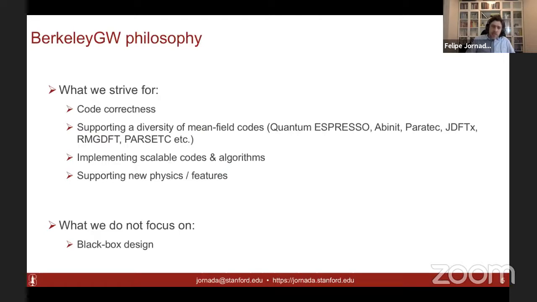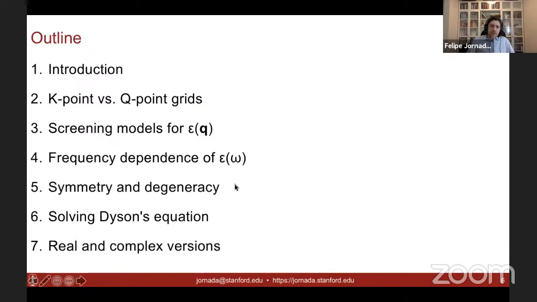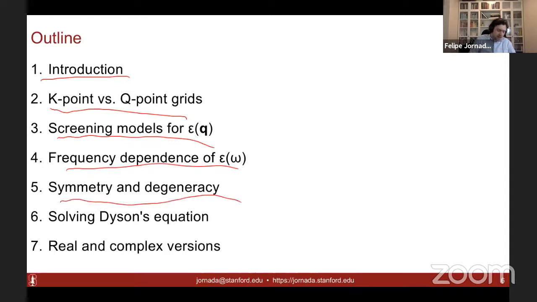So really today, to understand why we're not a black box design and why we have to understand the physics, that basically sets the outline that I'm going to use for today's talk. I will give you a brief introduction of the theory behind. I'll mention k-point sampling and why that is an issue. I'll mention screening models for the dielectric matrix, screening dependence, symmetry, degeneracy, how we solve Dyson's equation, and also some particularities related to the real or complex versions of the code.